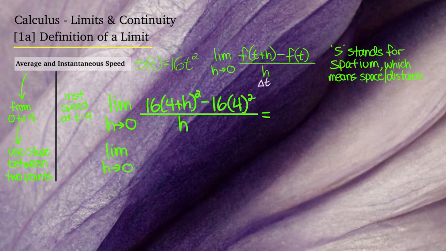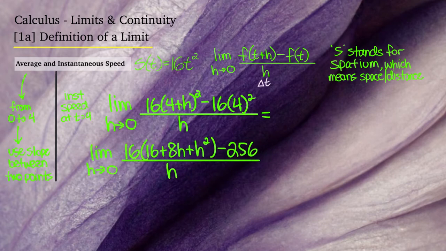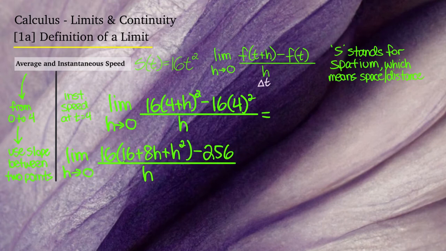That yields the limit as h approaches 0 of 16 times 16 plus 8h plus h squared, which is that 4 plus h binomial expanded. Many students forget that 8h, minus 256 divided by h. If you're following along using the guided notes, you might be running out of space, so just write smaller. We have 2 main steps left.